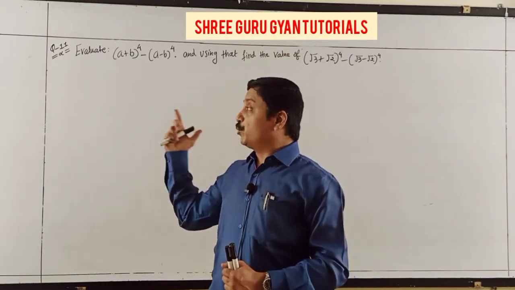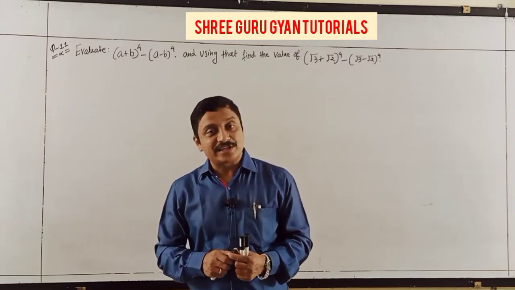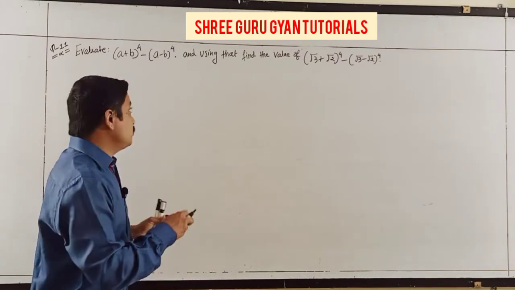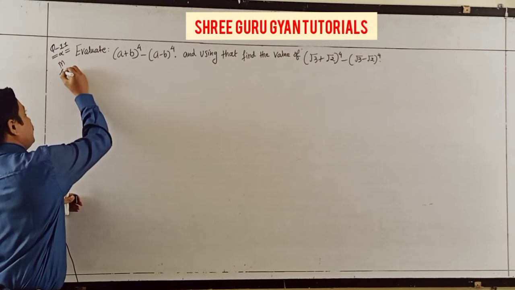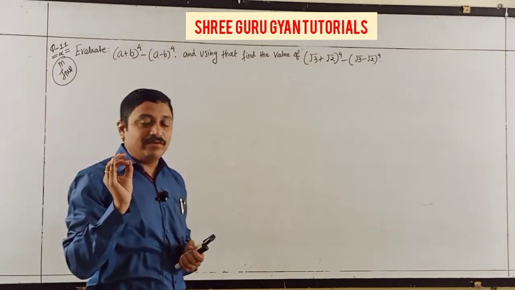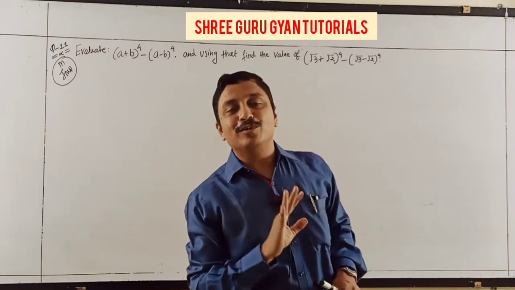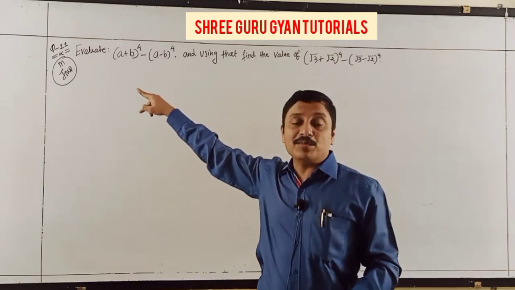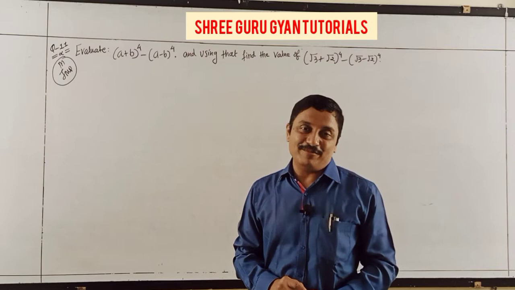Now, students, one more critical element, which is important for the exam, three marks. So, before starting, keep it marked in the important list. There are two numericals. First of all, evaluate using the binomial property (a plus b) to the power 4 minus (a minus b) to the power 4.